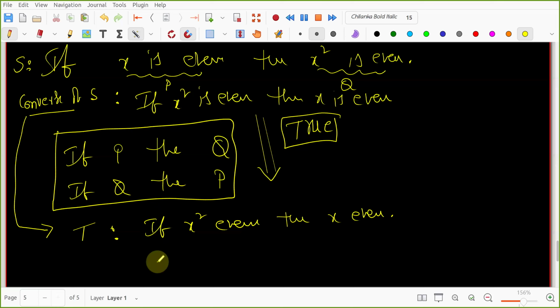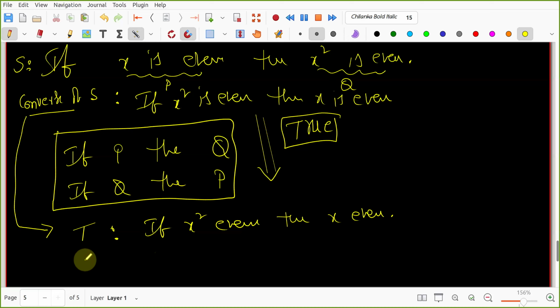If this is true, something else is true. What is that? Okay, what is the contrapositive of this? What is the contrapositive of T? This is my T. What is the contrapositive of T? You tell me that, Nichhay. I actually joined late, so I don't know. Okay.